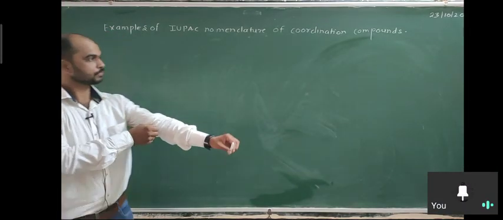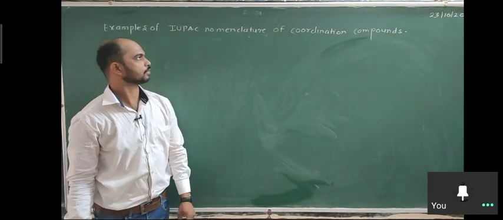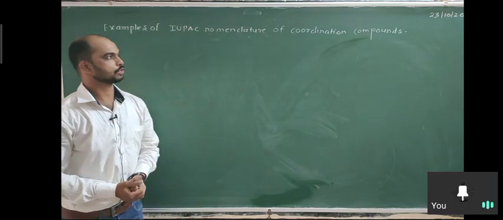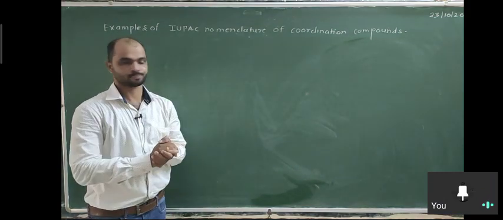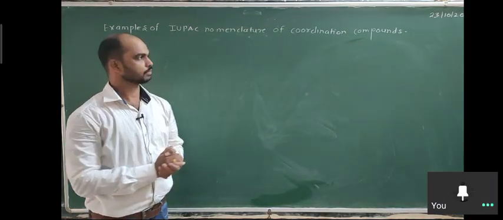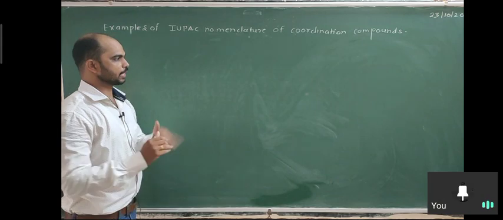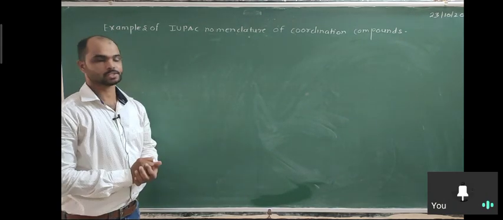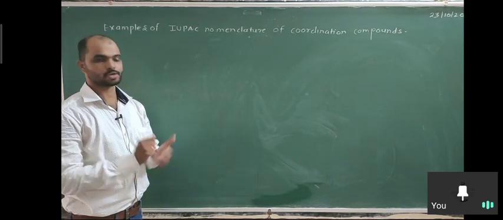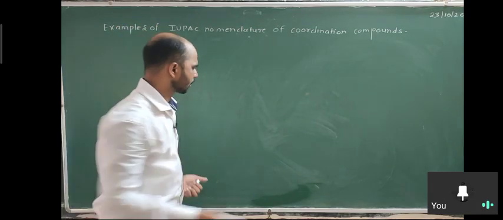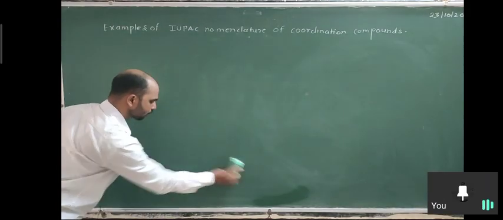Okay, good afternoon. Today we are going to start the topic examples of IUPAC nomenclature of coordination compounds. In the last 3 lectures, we saw the different rules for giving the nomenclature of inorganic coordination complexes or coordination compounds. We can use these rules according to the conditions present in the complex. Which rule is applicable or not depends on the conditions present in the given compound. So here we are going to start.